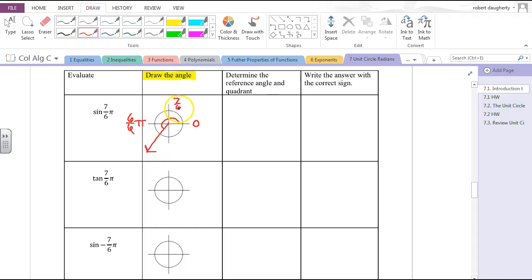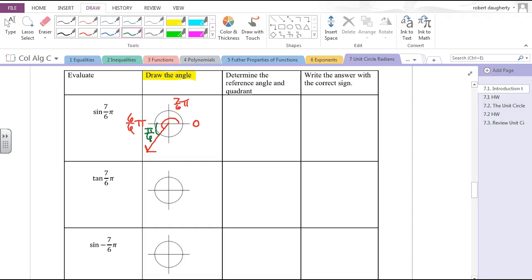That's the angle 7/6 pi. But more importantly, this central angle. What is this central angle right here? Not 30 degrees. We've stopped talking about degrees. It's pi over 6. Okay, does everyone see that? If this is 6/6 pi, you've got to go pi over 6 more to get to 7/6 pi. Okay? Pardon me?